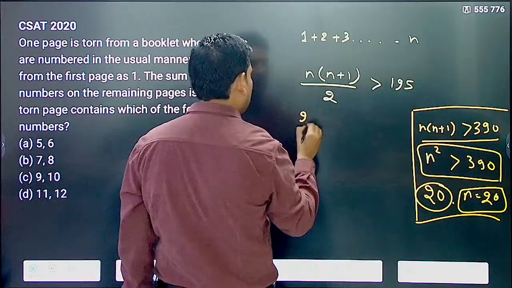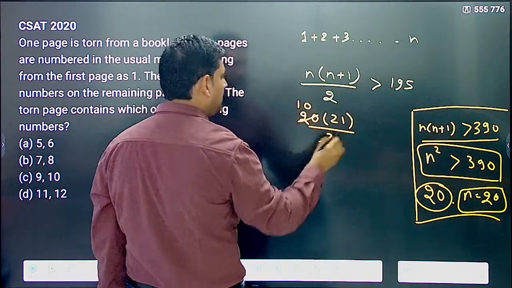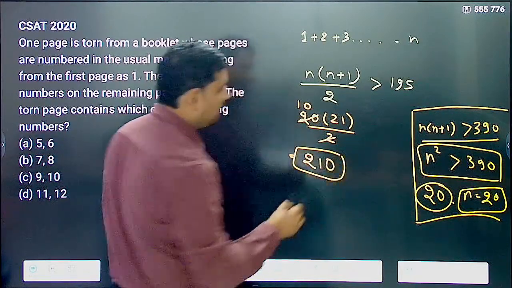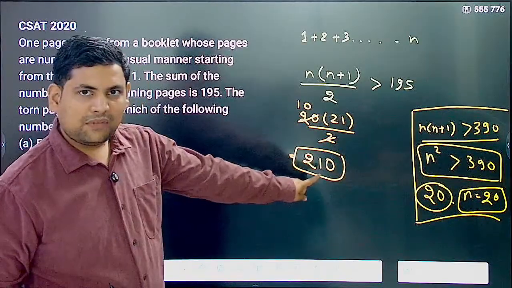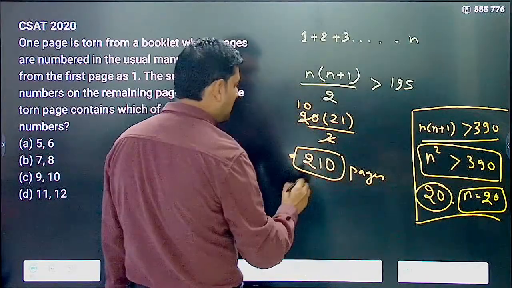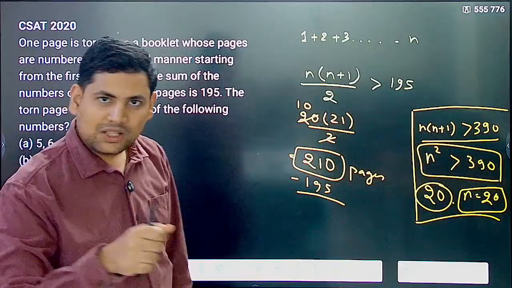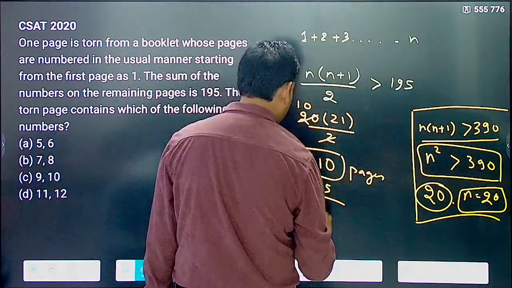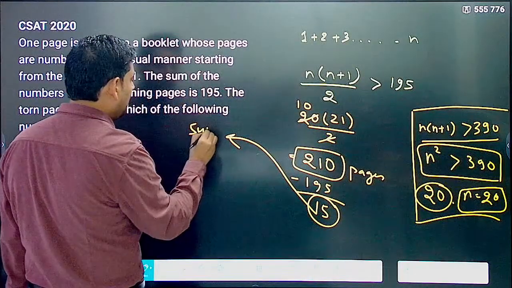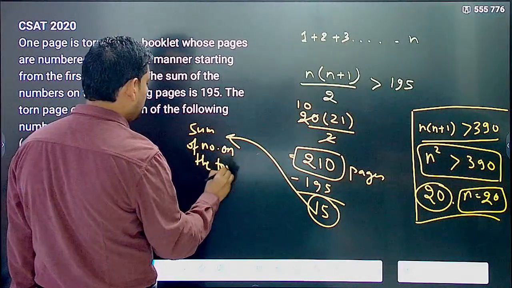So I put here 20 into 21 by 2, 10 into 21. So what I got? 210. So ideally there could have been 210 pages, but the sum is coming out to be 195. So what is the sum of the numbers on the torn pages? 210 minus 195, that is 15 is the sum of numbers on the torn page.